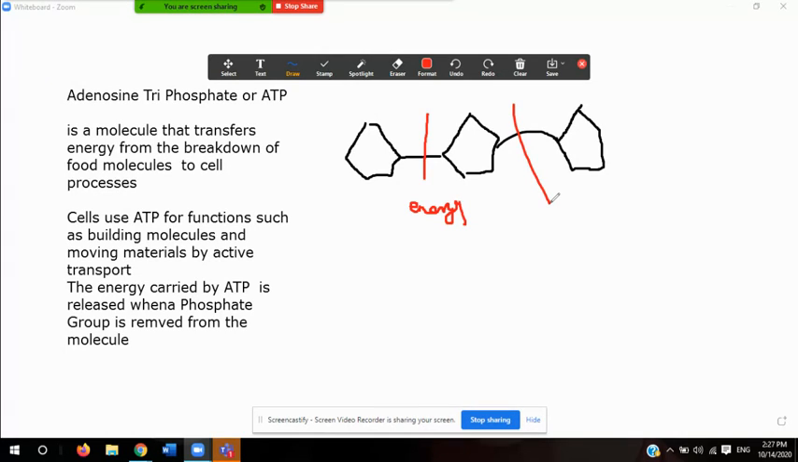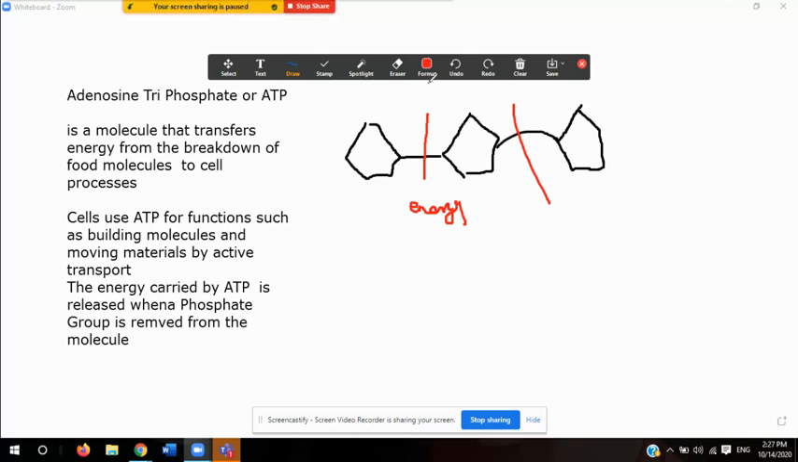Here we go. Another important thing regarding ATP that is good to understand is the following. It says when a phosphate is removed, energy is released and ATP becomes ADP. ADP is a lower energy molecule that can be converted back into ATP by adding a phosphate group. Okay.